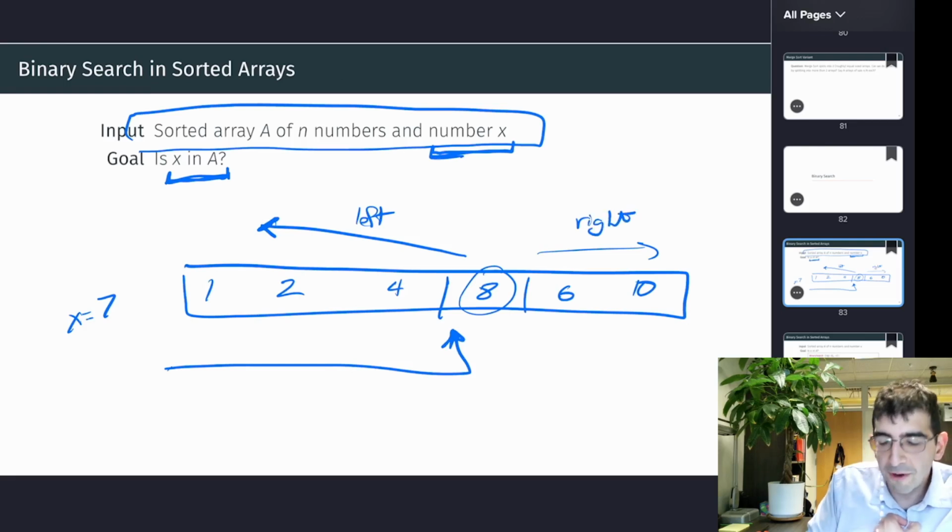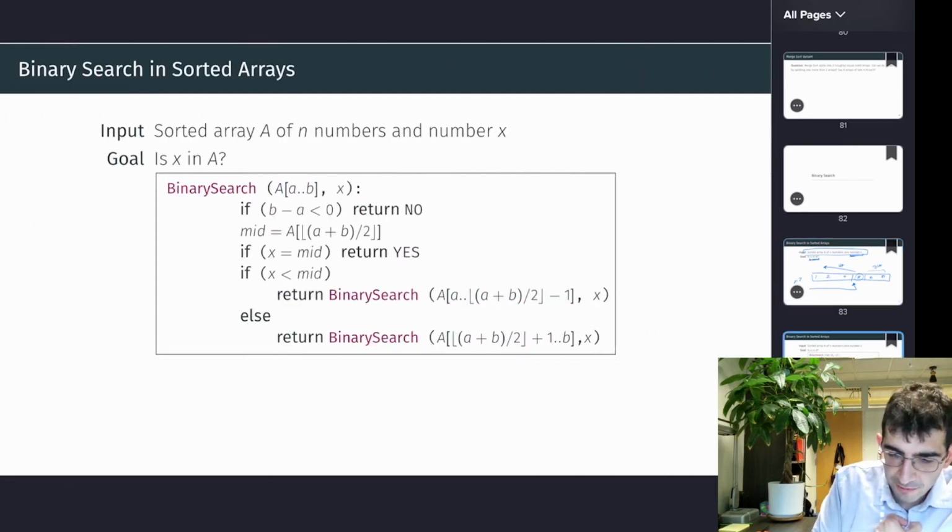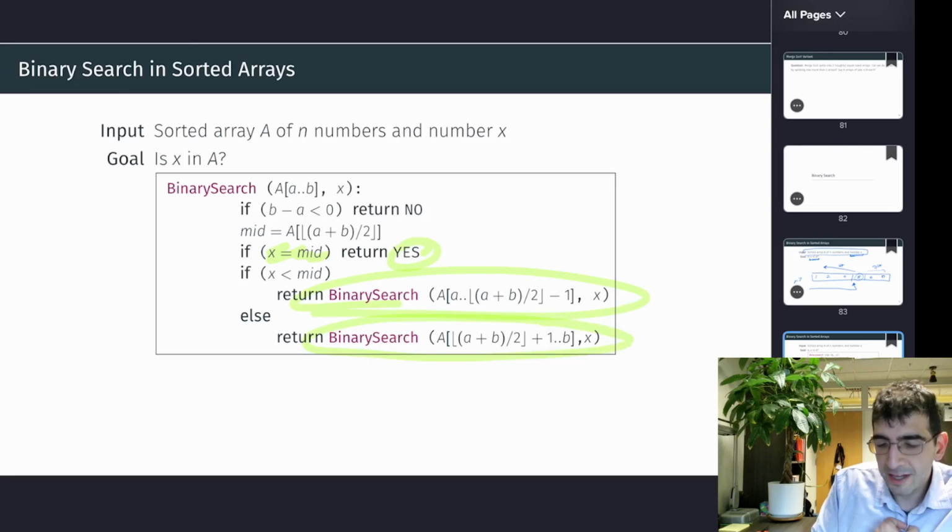Okay, so this function is written like so. We calculate a particular middle value, and if x is the actual middle, then we return yes, it does exist in the array. Otherwise, we look either in the left half of the array or the right half of the array. So how fast is this algorithm? That's what we want to know.